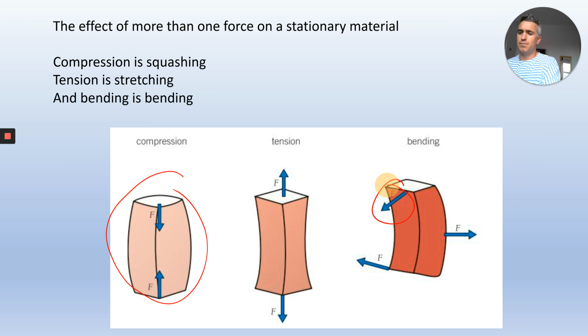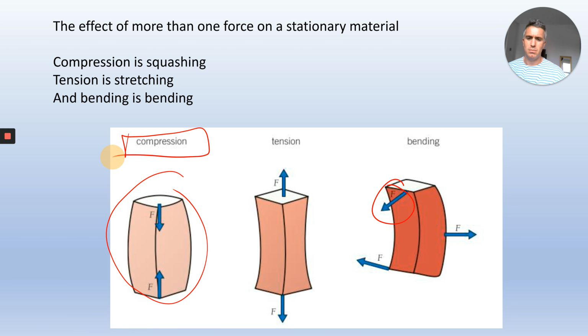You get compression. So you've got two forces pushing towards each other, working in line. So one's going one way, one's going the other way along the same direction towards each other. Then you get compression. Compression is just basically squashing. Tension is almost the opposite. We have two forces working along the same line, but this time they're going away from each other. So that's like two people pulling on a rope. That's called tension. Tension is stretching.